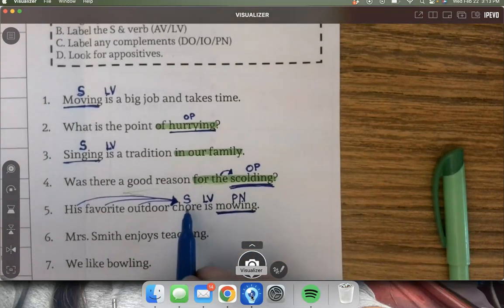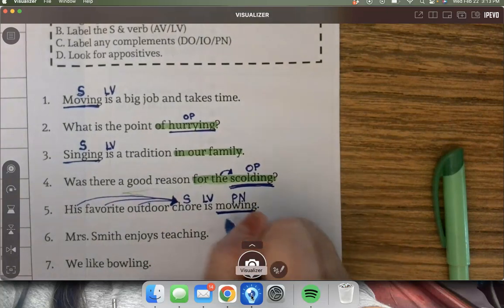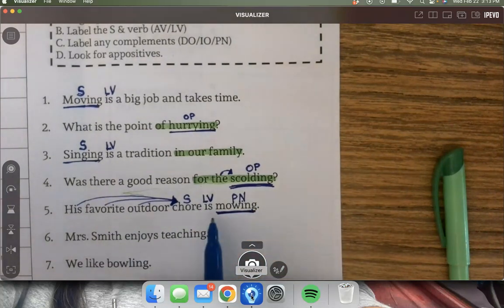Remember, with our predicate nouns, we can switch the order. So I might say mowing is his favorite outdoor chore. His favorite outdoor chore is mowing. If I can do that, then I know that I've got a predicate noun. If this was a verb, that would not work.